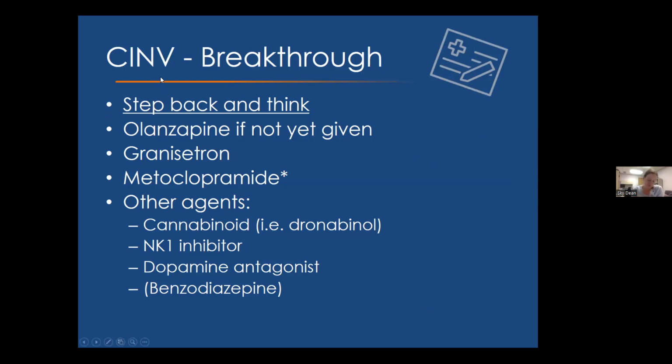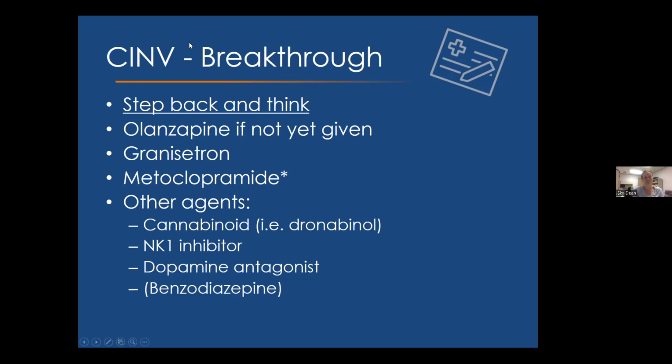So again, about 40% of people with moderately to highly emetogenic chemotherapy will have breakthrough nausea despite guideline treatment prevention. So as you see these patients, step back and think, because other things are still going on. They still get constipated. They still have inflammatory processes. They still have a lot of other things going on. So treat those, just like all of you said in the chat really nicely.